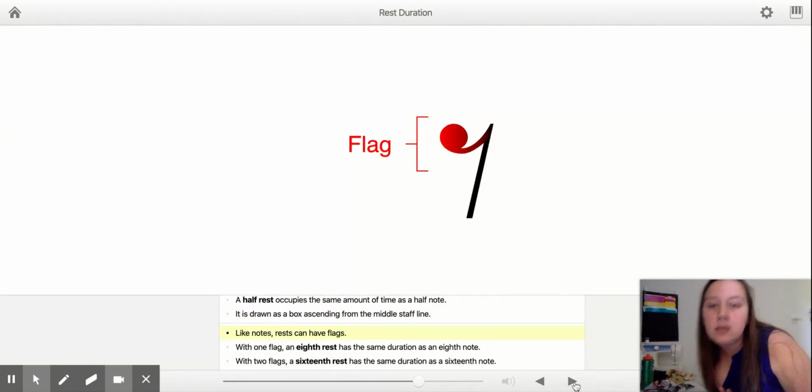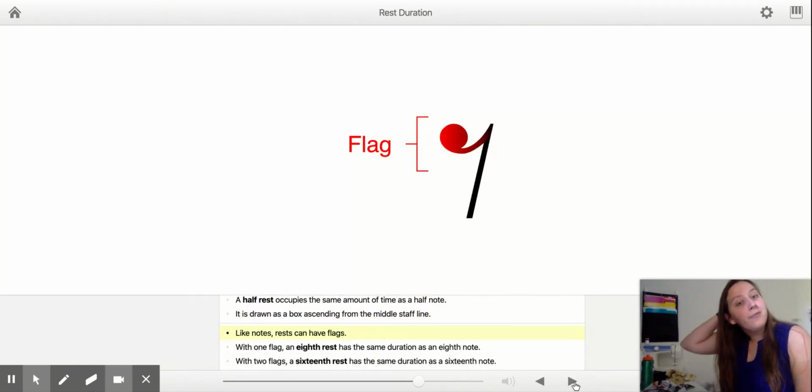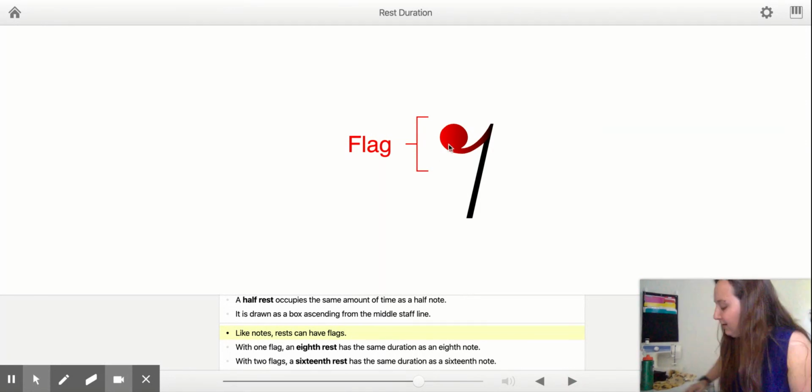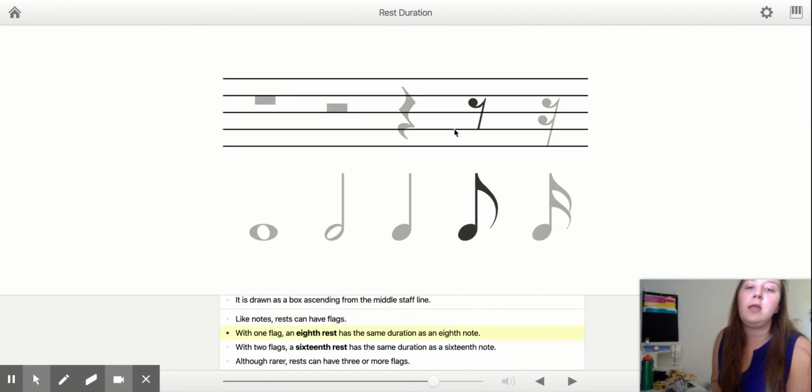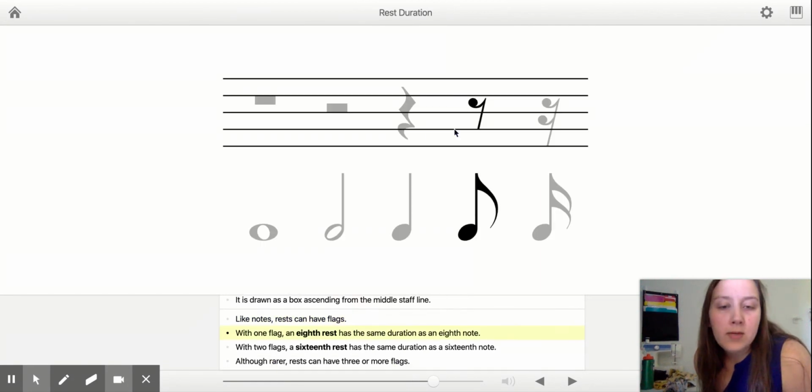Like notes, rests can also have flags. I like to call this my booger. I should really call it a flag. But to me, if I were to tell you how to draw an eighth note or eighth rest, I would tell you draw a 7 with a booger on it. So that would be our flag for an eighth rest. An eighth rest is the same duration as an eighth note.